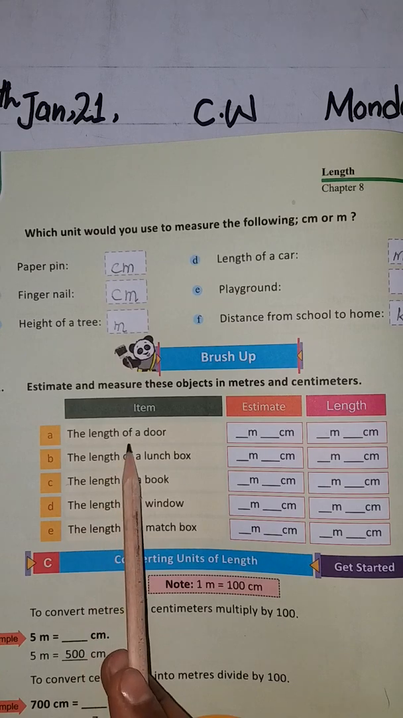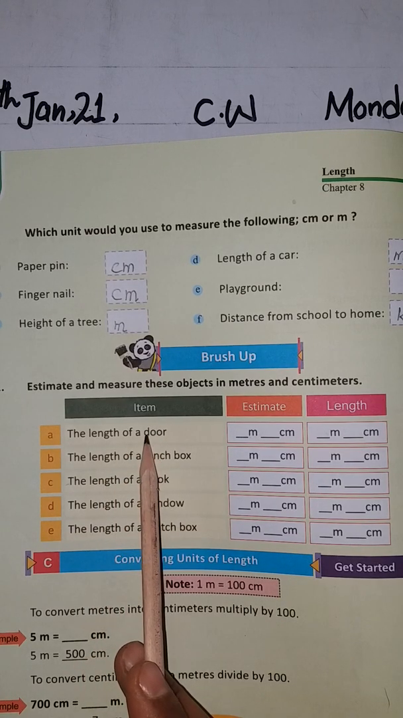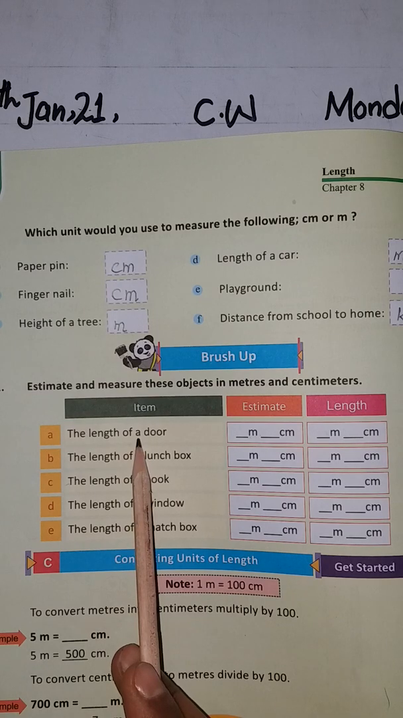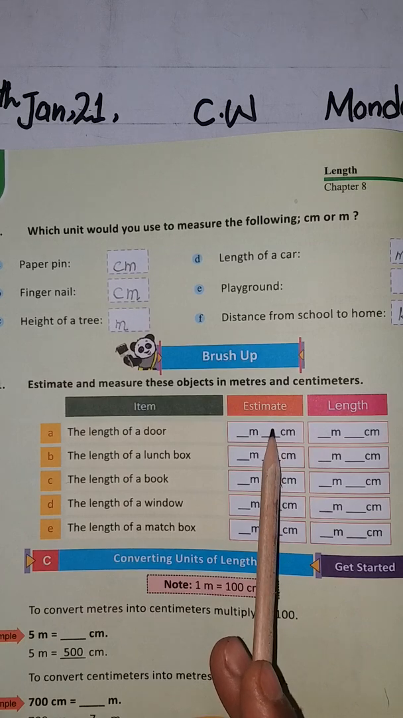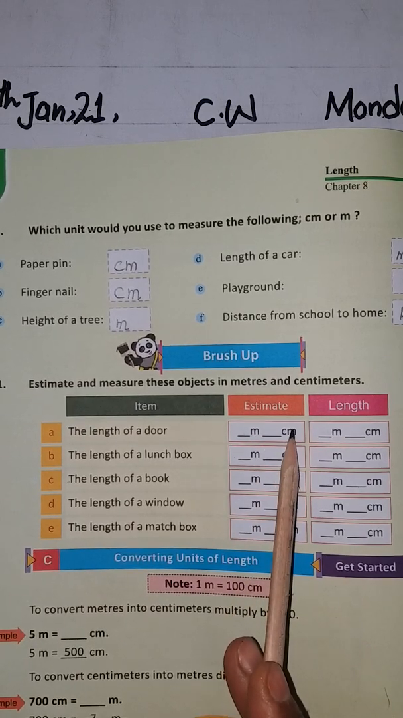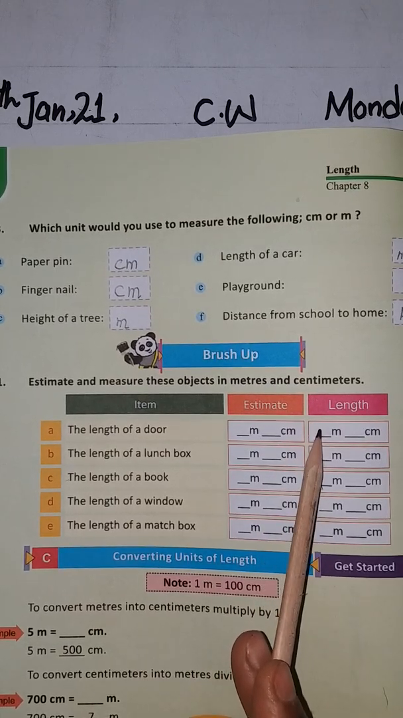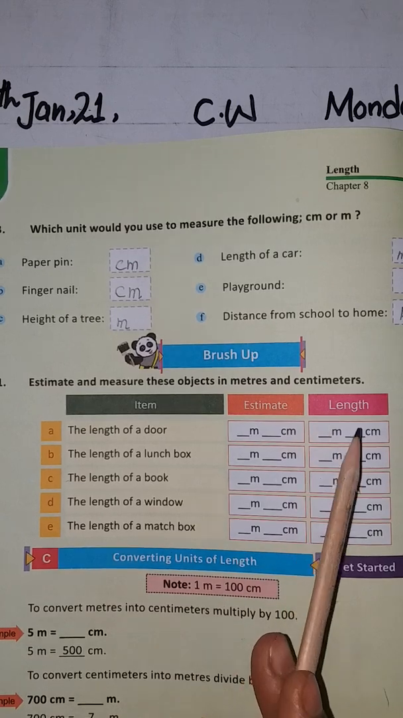So length of a door, you can estimate. I can guess that the length of the door could be 2 meters and some 6 centimeters. 2 meters and 6 centimeters. So measure the length of your door at your home with the measuring tape and then write here.